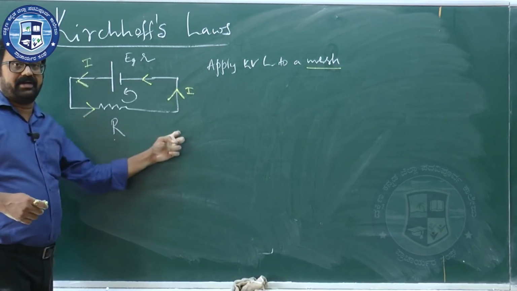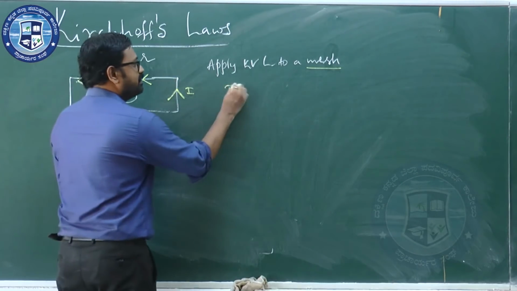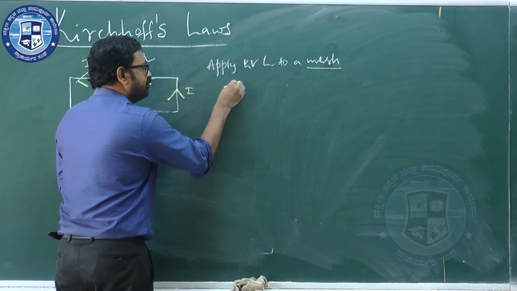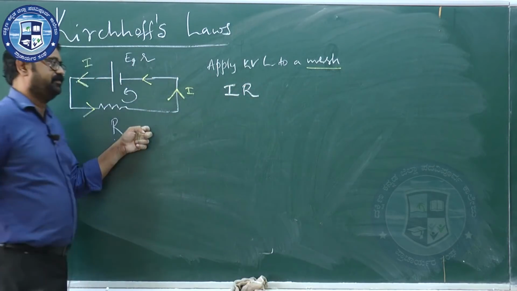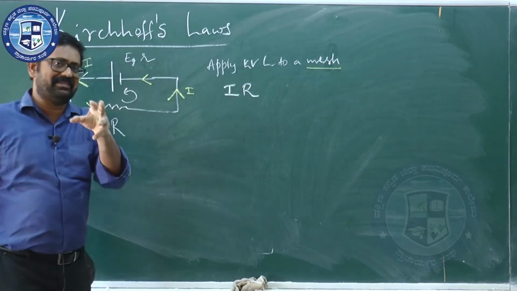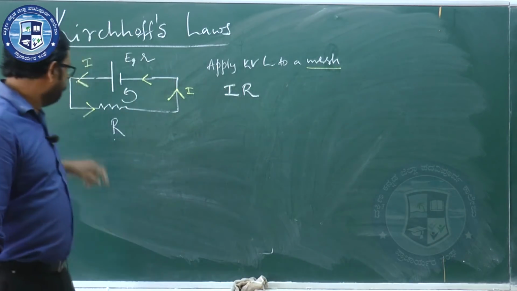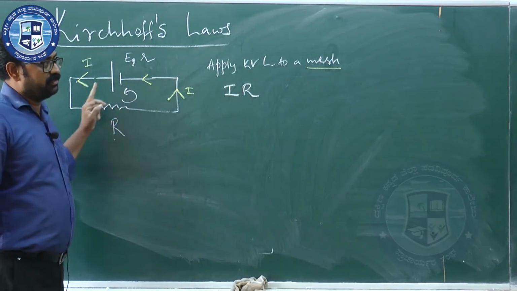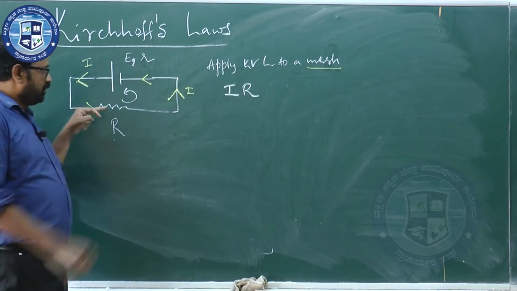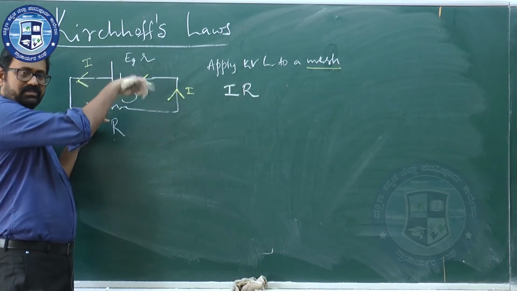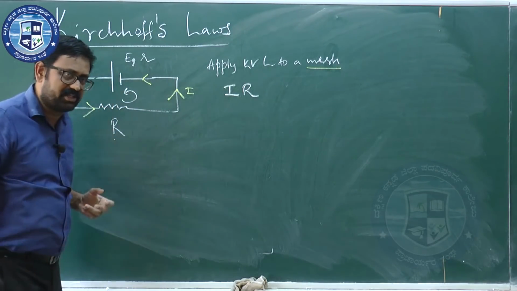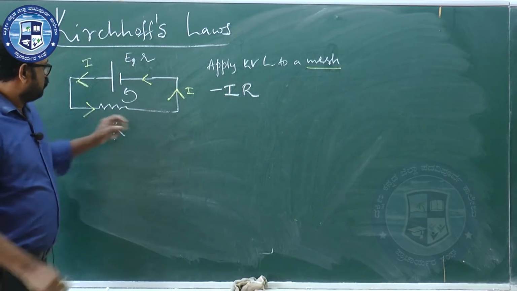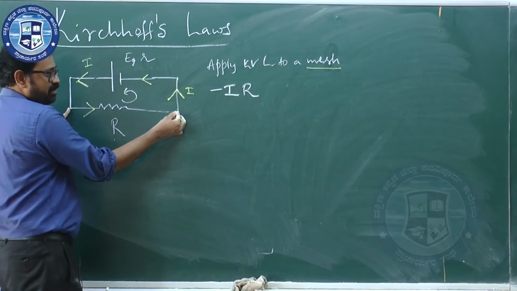What is the product of IR? Current is I, resistance is R, correct? What do you think, plus IR or minus IR according to KVL? Direction of a current is same as the direction of a traverse, right? I select a direction of a traverse in anti-clockwise direction. Current is also in anti-clockwise direction in the mesh. So it should be minus IR. So I moved from here to here, product of IR is minus IR.